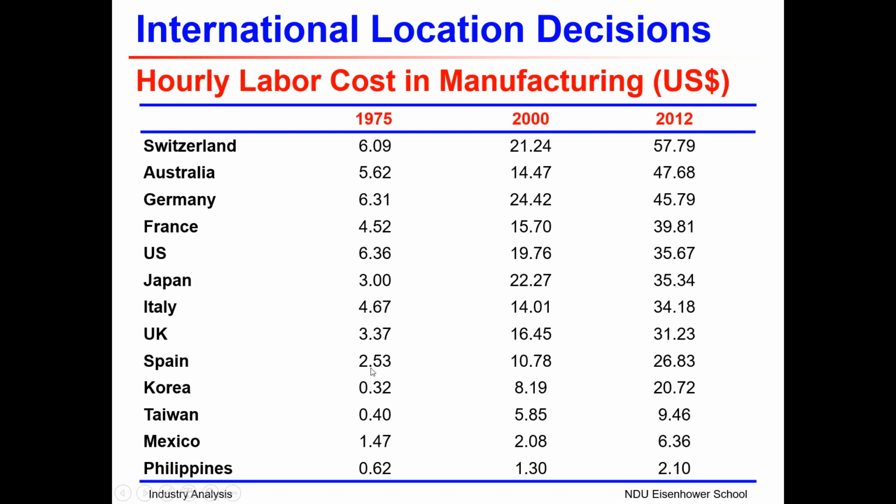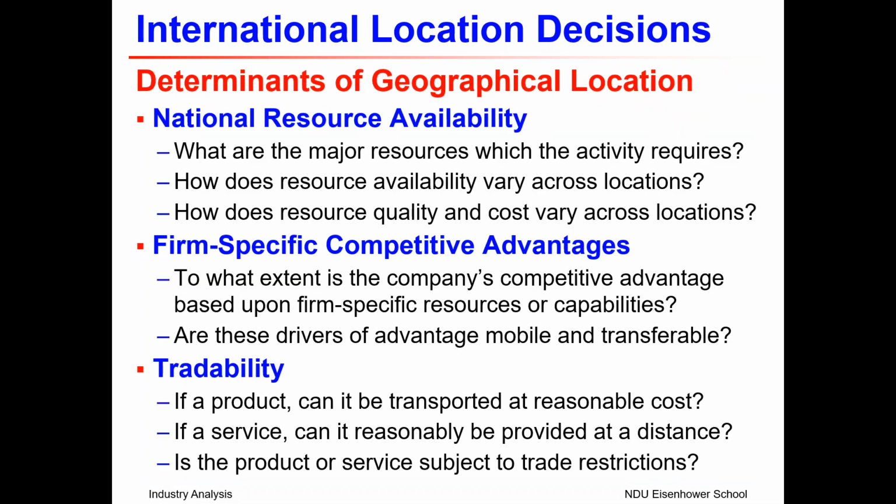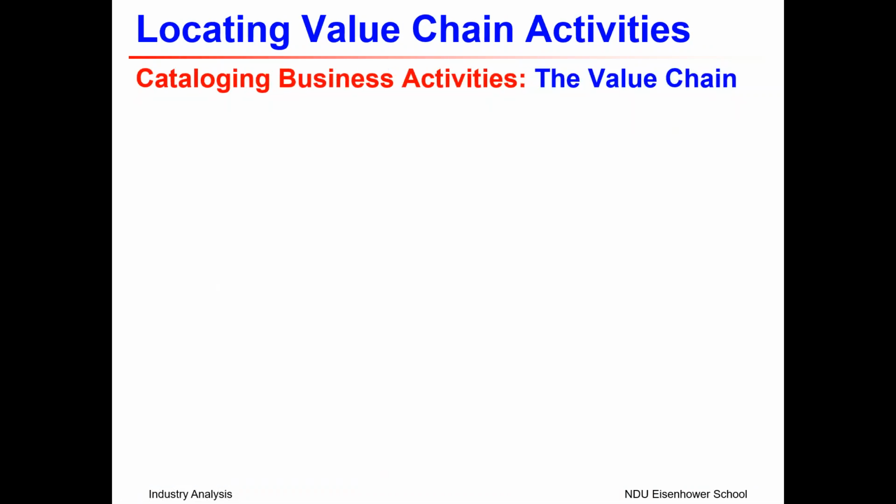It's also interesting to look at the growth. You look at Korea, going from 32 cents an hour back in 75 to 2072 by 2012. So again, you see trends and patterns over time, but also patterns across countries in terms of labor costs. So that's one of the issues that, of course, determines where people locate things.